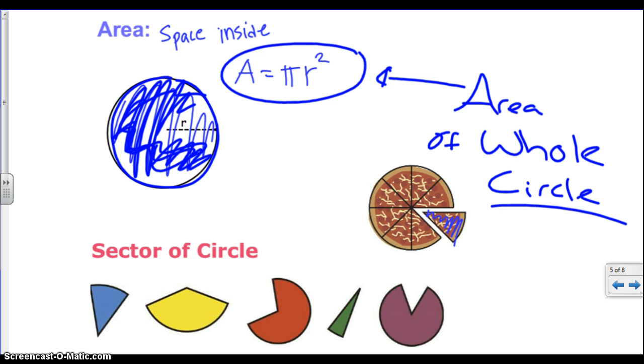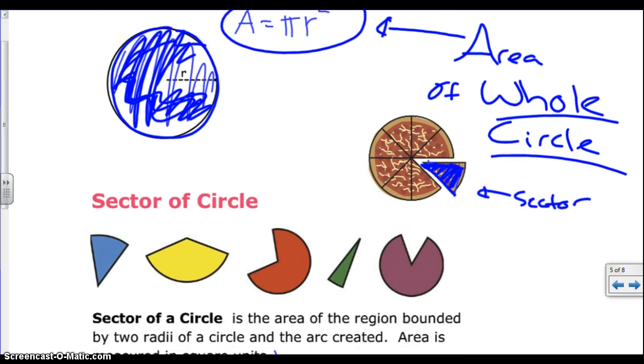Now, that's the whole circle. What we're learning today is something called the sector of a circle. Sector just means like a slice. So think about a pizza. A sector is like a slice of the pie. So we're going to learn how to find the area of just a piece of our pie. Now let's see how we can do that.